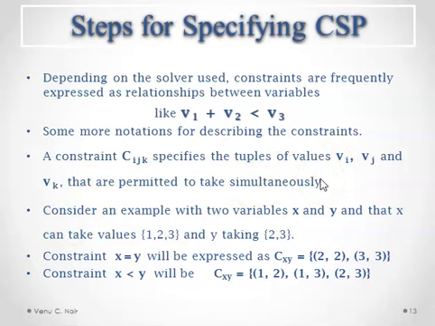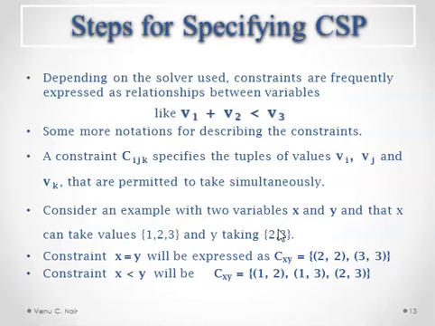I'll explain this with an example. Consider two variables x and y, where x can take the values 1, 2, and 3, and y can take the values 2 and 3 at the same time. So the values of y do not depend on the values of x. So the domain of x is 1, 2, and 3, and the domain of y is 2 and 3.